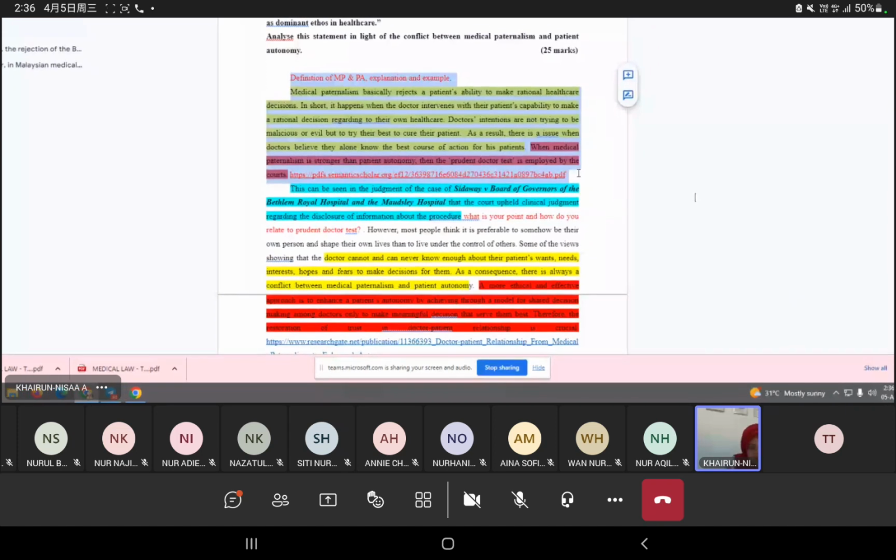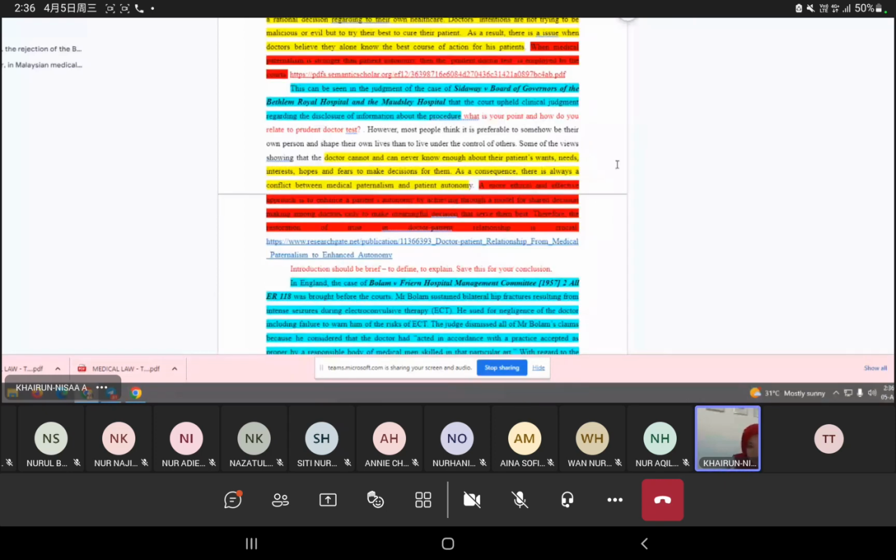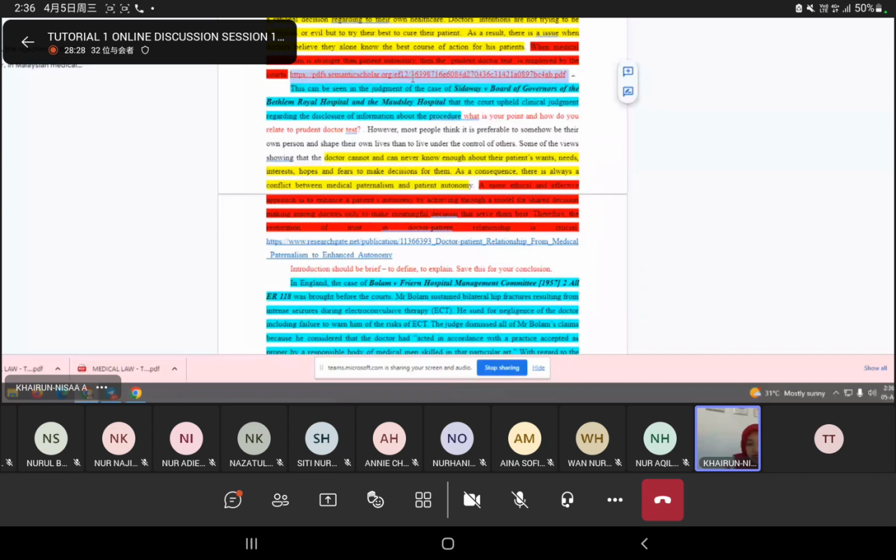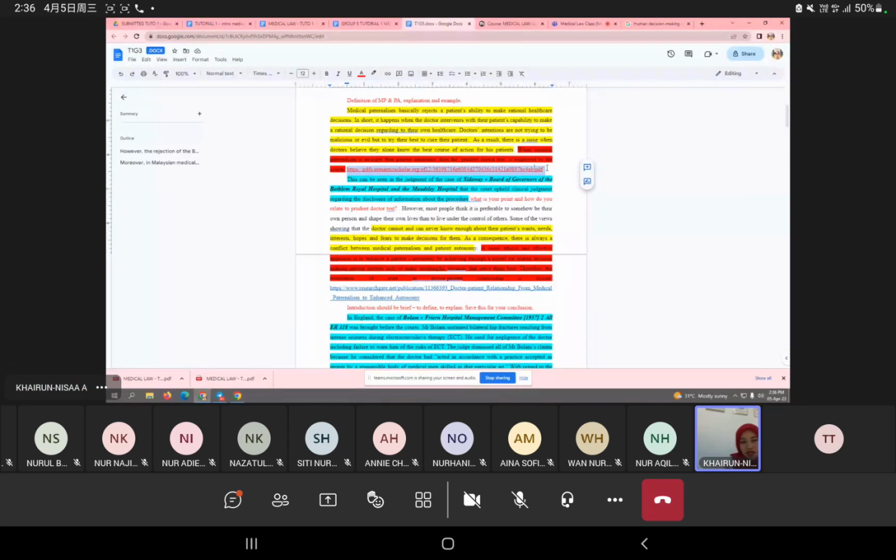You want to define medical paternalism and patient's autonomy. You want to give an explanation and a very simple example, which this group has done. This one is medical paternalism. I can detect plagiarism here; they cut and pasted from this particular website, and this can be seen in the judgment of the case. Like I said, you don't start your paragraph with a case. What statement are you trying to make to support with this case?